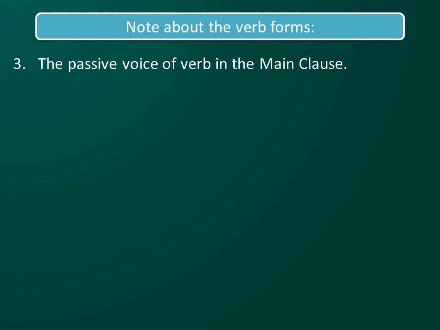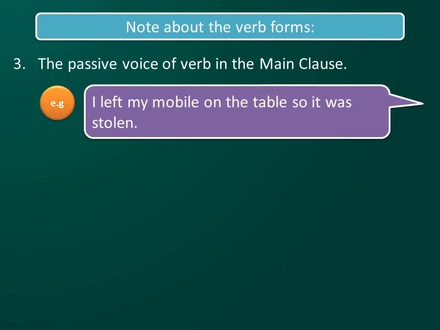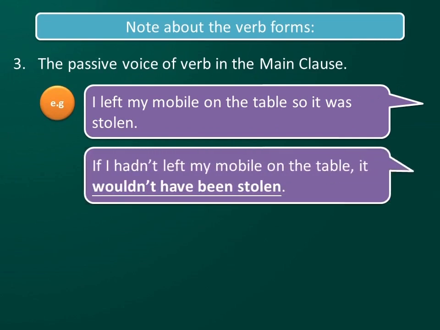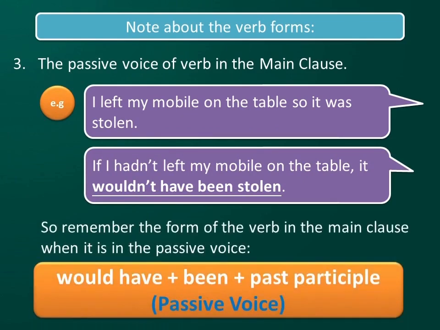Case 3. The passive voice of verb in the main clause. For example, I left my mobile on the table, so it was stolen. If I hadn't left my mobile on the table, it wouldn't have been stolen. So remember the form of the verb in the main clause when it is in the passive voice. Would have, plus been, plus past participle.